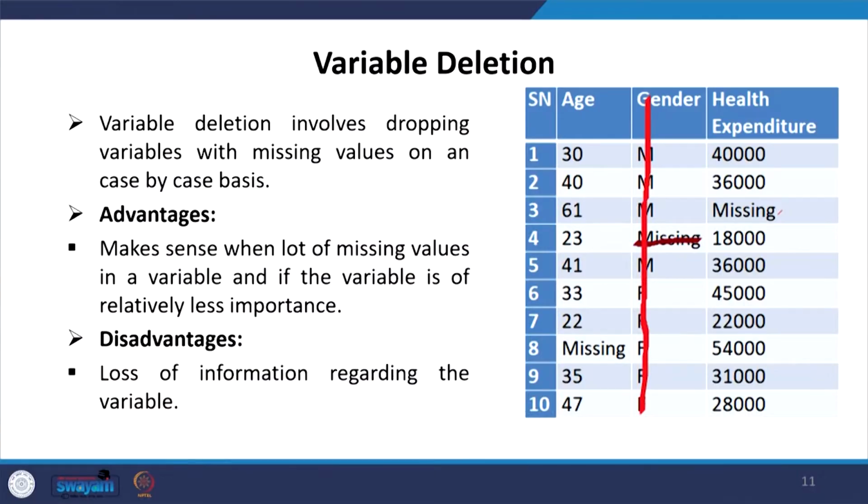So, there are advantages like this makes sense when there are a lot of missing values in a variable, and if the variable is of relatively less importance. And there are disadvantages, like since you are losing information, a loss of information is there, and your model might be constructed with less variability, fewer observations or fewer variables.